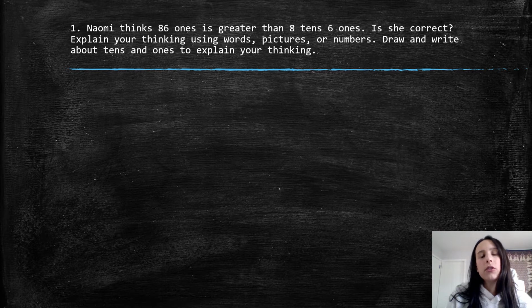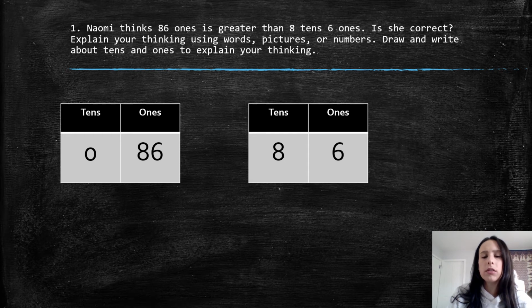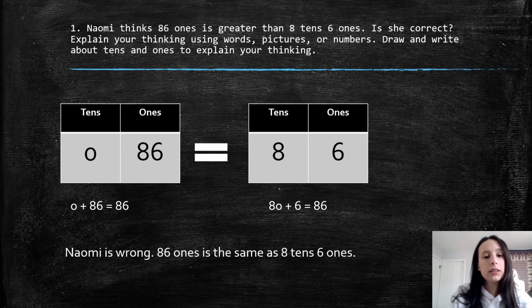Naomi thinks 86 ones is greater than 8 tens 6 ones. Well, let's try and solve this. 86 ones, 8 tens 6 ones. 86 ones is actually the same as 8 tens 6 ones. If I put it into number sentences, I have 0 plus 86 equals 86. And then on my other side, I have 80 plus 6 equals 86. They both equal 86, just different ways to show the number. Naomi is wrong. 86 ones is the same as 8 tens 6 ones.